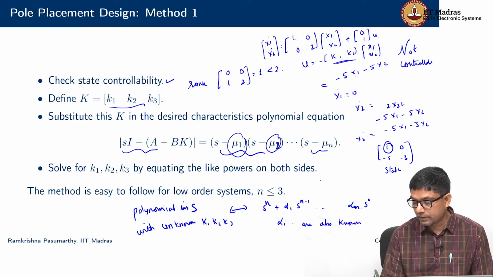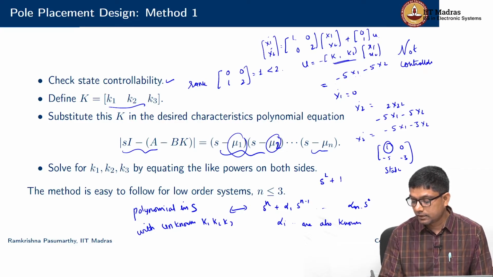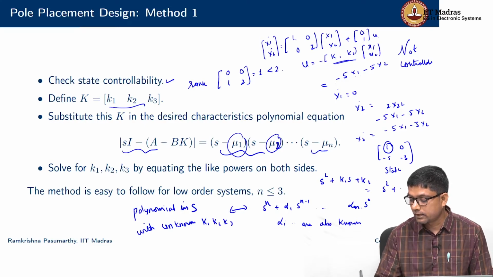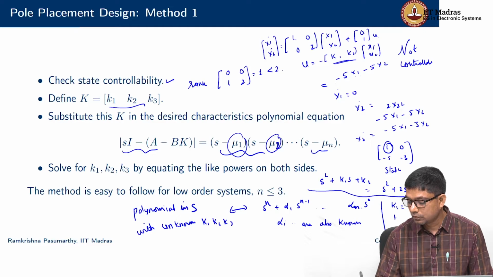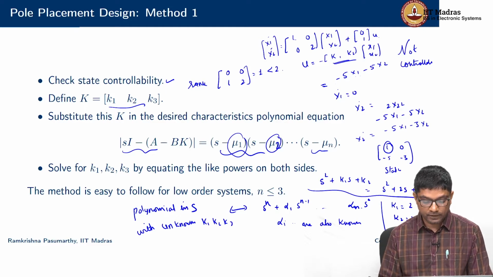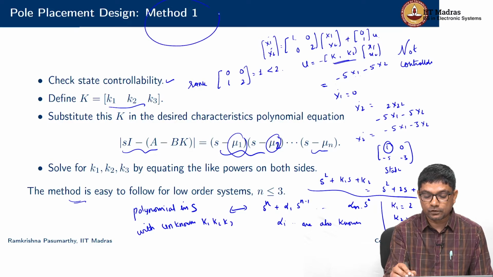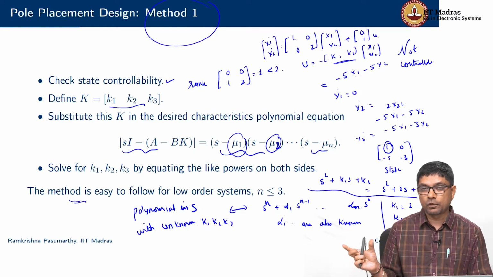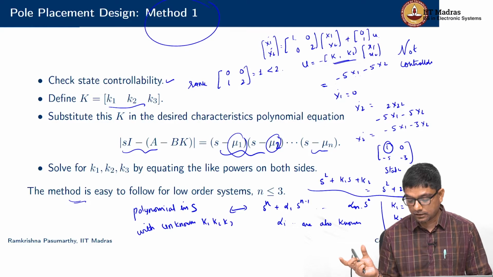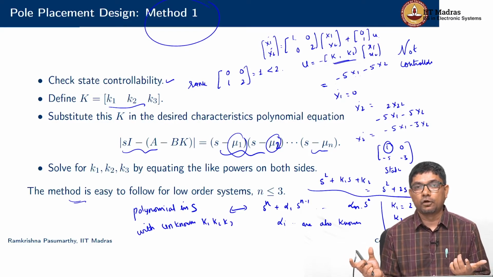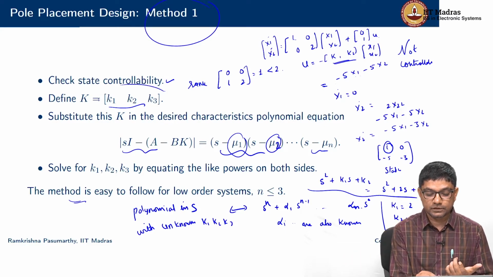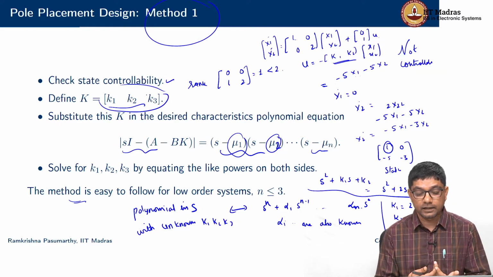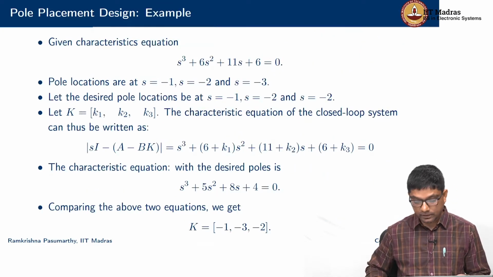If I give an expression of the form s square plus K1 s plus K2 equals s square plus 2s plus 1, then we can easily equate the coefficients and say that K1 is 2, K2 is 1. This is precisely the method 1 that we are talking of. On the right I have a polynomial of which all the coefficients are known. On the left I have a polynomial which has some unknown coefficients, which is where the control law needs to be designed. I just equate and I get my desired equation.